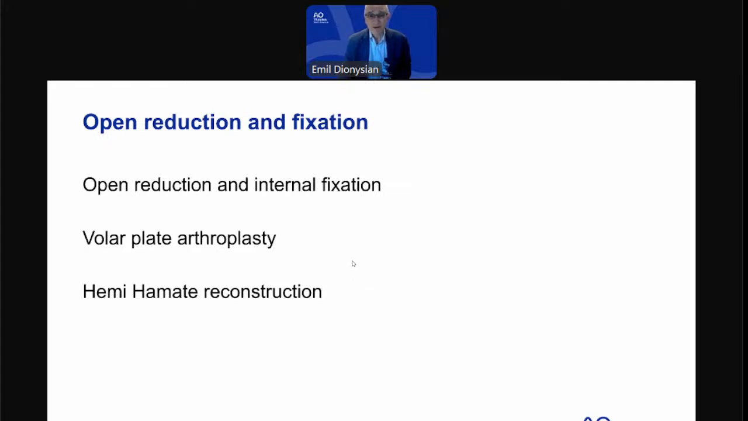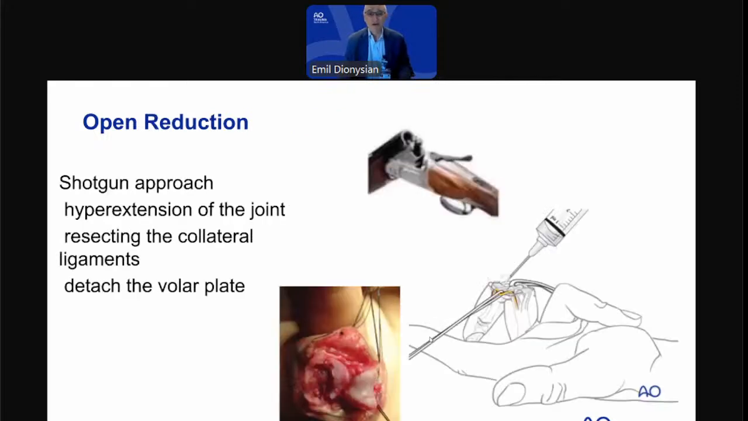And then, of course, there's open reduction internal fixation and the option of volar plate arthroplasty or hemi-hamate reconstruction once we are opening the joint. Once we open the joint, the classic opening is the shotgun technique, where we allow the finger to go completely parallel by hyperextension.